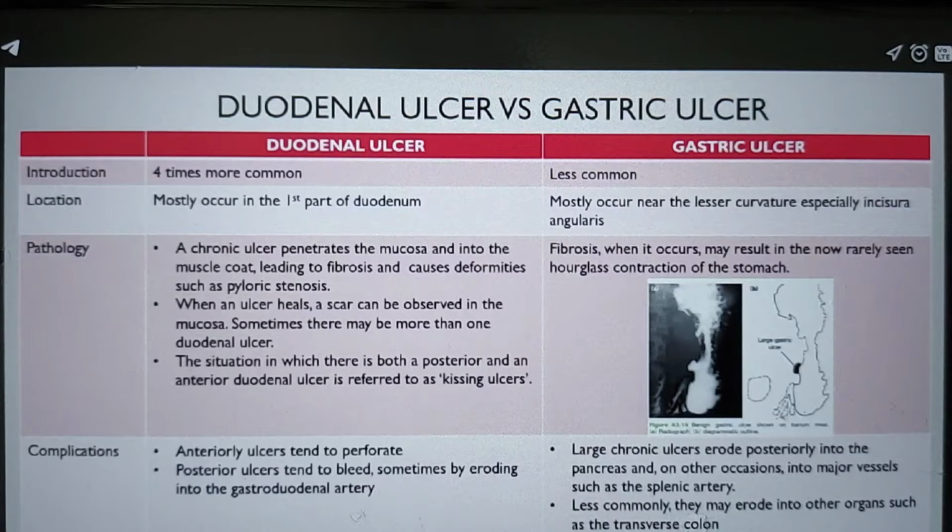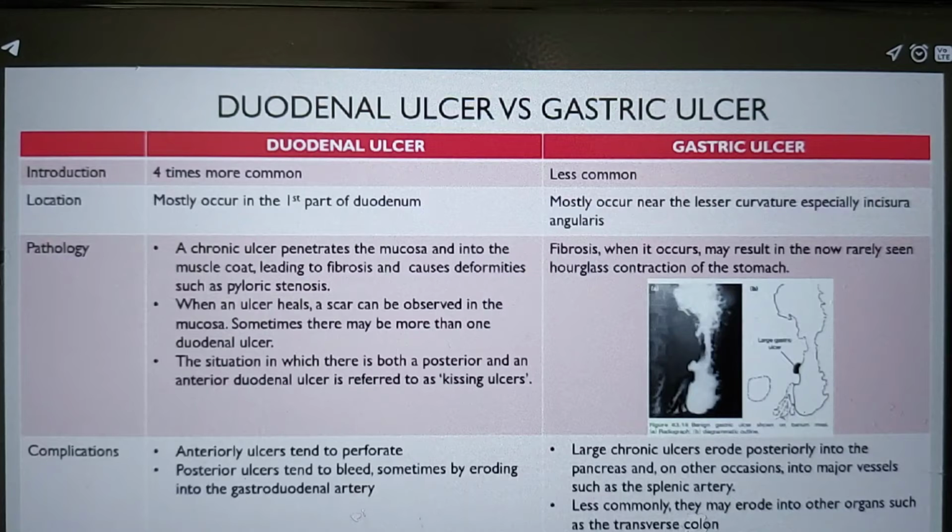duodenal ulcer, the chronic ulcer penetrates the mucosa and into the muscle, which becomes thickened, leading to fibrosis, and it causes deformities such as pyloric stenosis. And when the ulcer heals, a scar can be observed in the mucosa. And sometimes in duodenal ulcer there may be more than one. So in this situation, when there is both a posterior and an anterior duodenal ulcer, we refer to this as kissing ulcers.